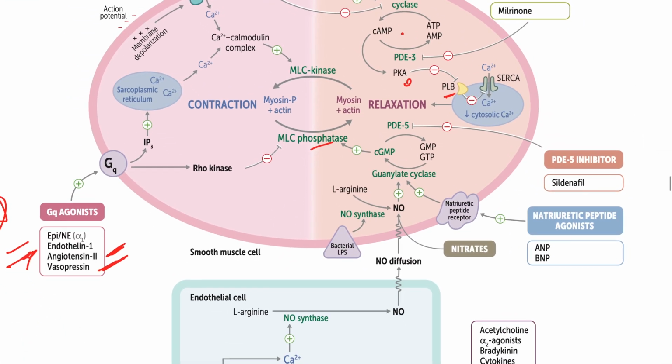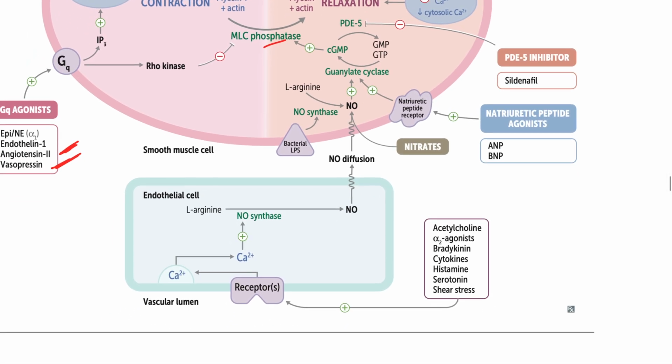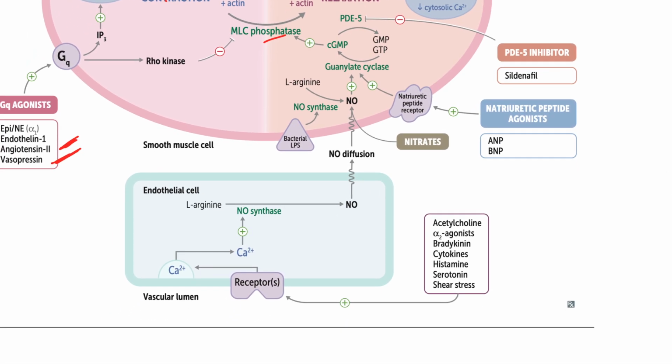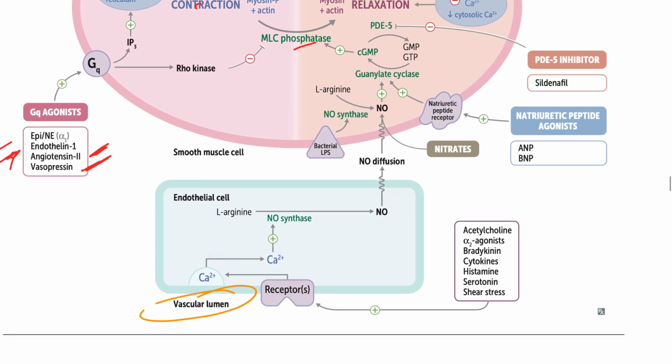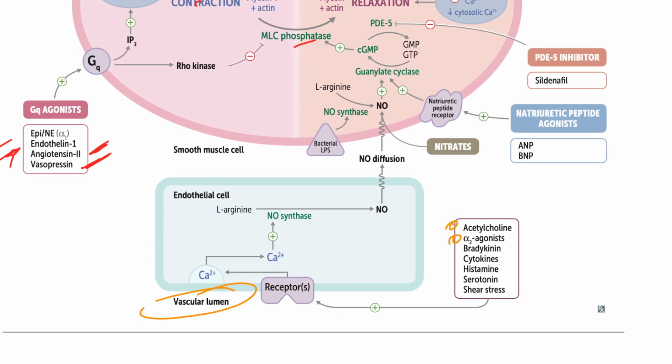Okay, now we talk about the other side of this, which is, let's change color. Let's talk about the receptors on the vascular lumen. We have receptors for acetylcholine, alpha-2, bradykinin, cytokines, histamine, serotonin, shear stress. All of these things would act on their receptors on the lumen of the vessel, and when they act, they release calcium. When calcium, again, everything is about calcium.